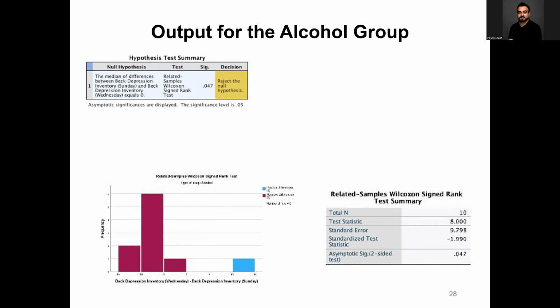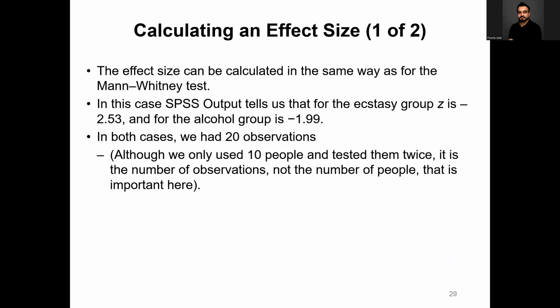So this is for the ecstasy group and this is for the alcohol group. Again, this is a significant difference. For the effect size, it is the same way as for the Mann-Whitney U test. So the formula is the same.